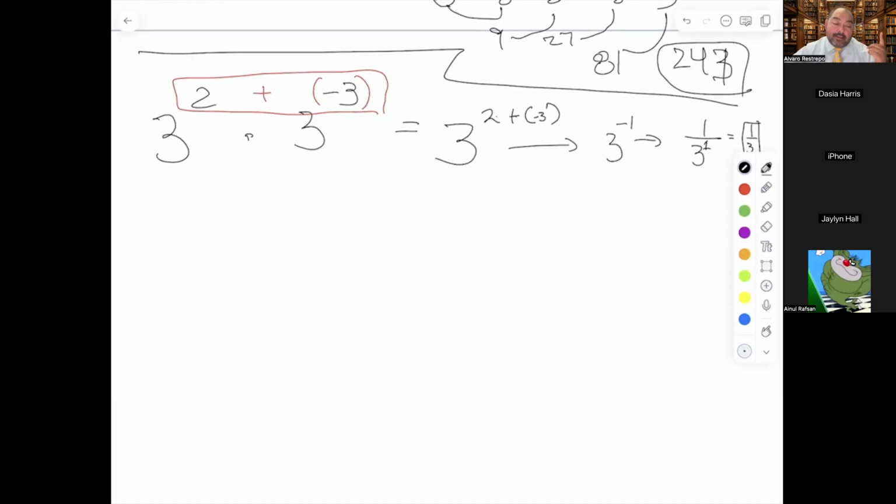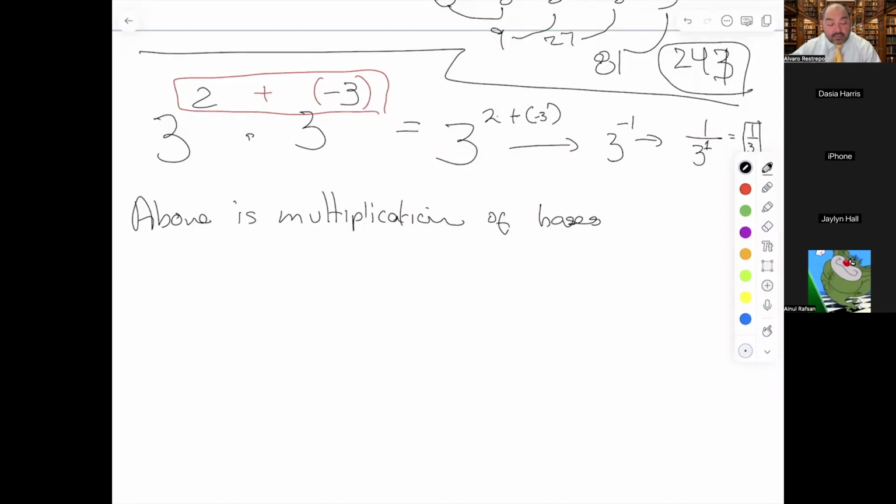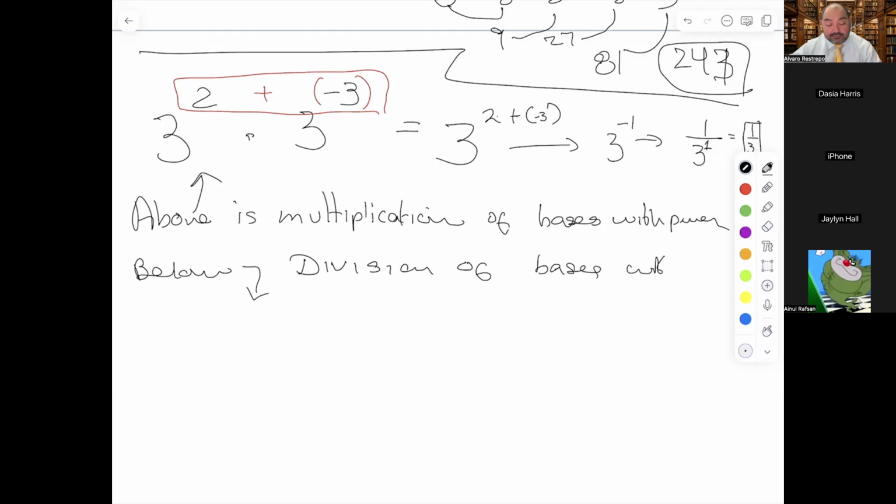So we did multiplication, right? So let me write that here. The above is multiplication of what? Bases with powers, right? That's the above, right? We did that. Below, which is down here, we're going to talk about division of bases with powers.